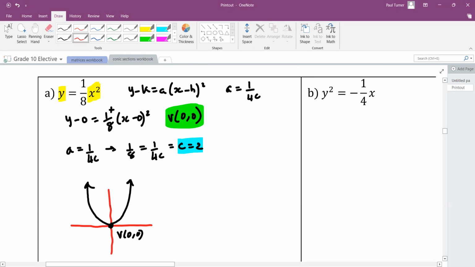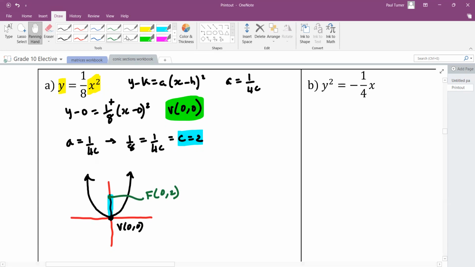So if I count up 2 units, I'll get my focus in here. So my focus is going to be 0, 2, because this length c equals 2 is this here. Okay, so that's equal to 2 units long. And if I want my directrix, I will go down 2 units, down to there, and my directrix will be here. So my directrix equation will be y equals -2.